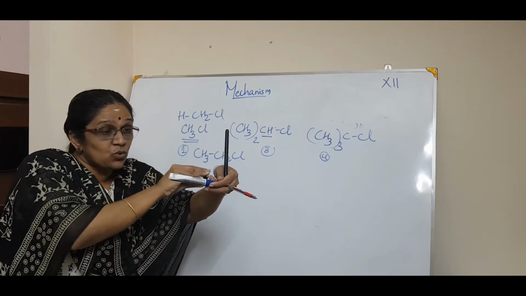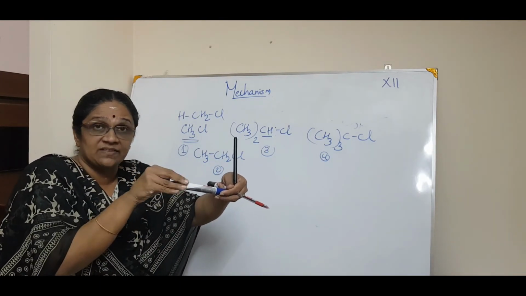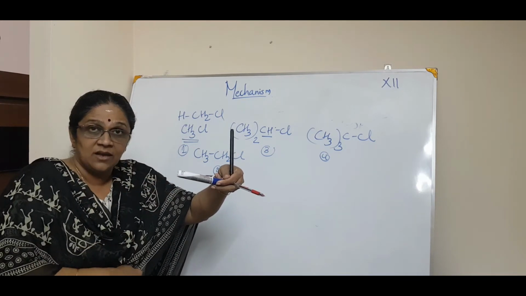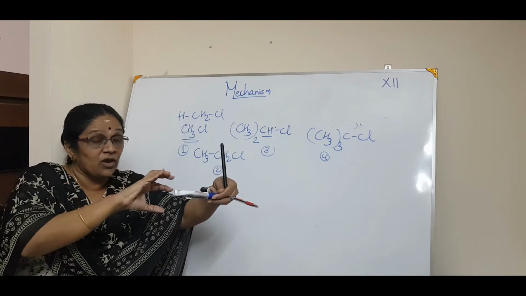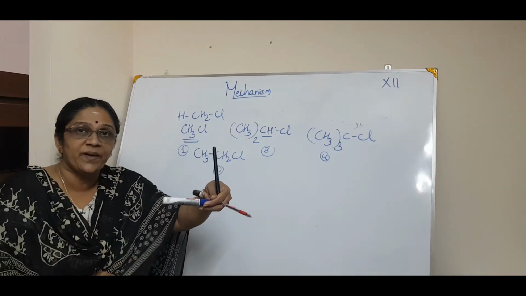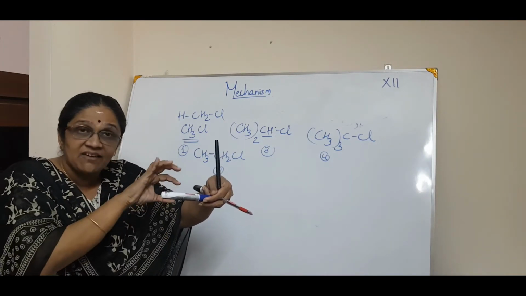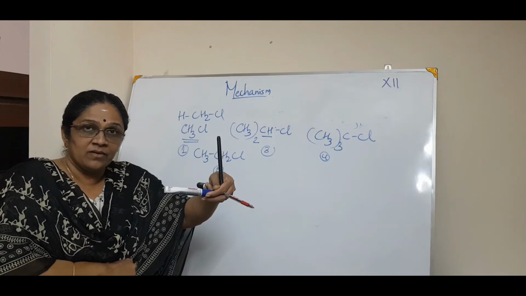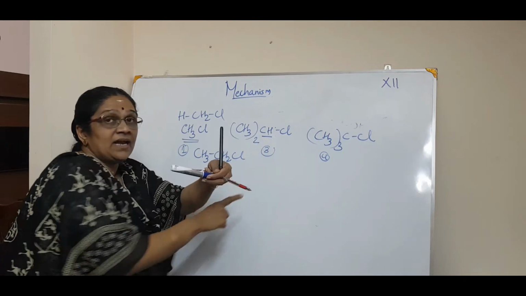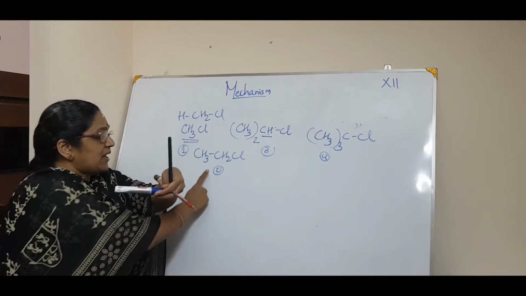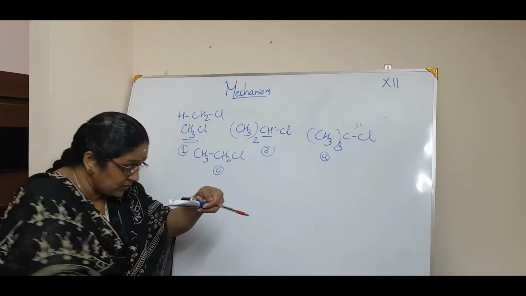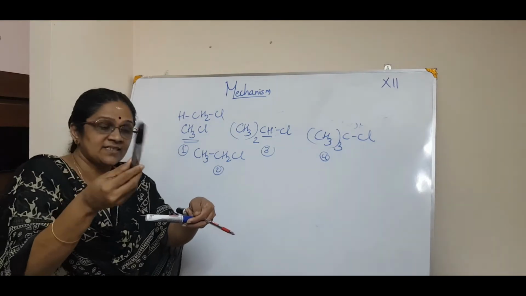These two bulkier CH3 groups are there, which means carbon, carbon, carbon, carbon, again with 3 hydrogen atoms. Now the attacking of a nucleophile with these two bulkier CH3 groups is difficult, isn't it? The steric hindrance will come. So for a secondary carbon atom, CH, it is more difficult than the primary carbon atom, isn't it?